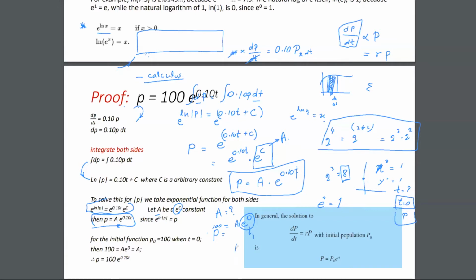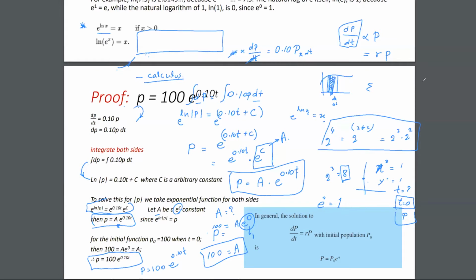So that means A is equal to what? 100. You see that? A is 100. So A is a constant, and in this case, the constant value is 100. Since A is 100, I can come up with a general value here saying P is equal to 100 times e to the power 0.10t. So that's what I get.